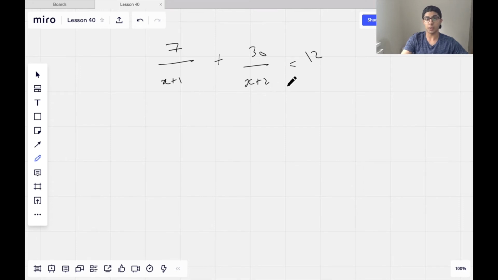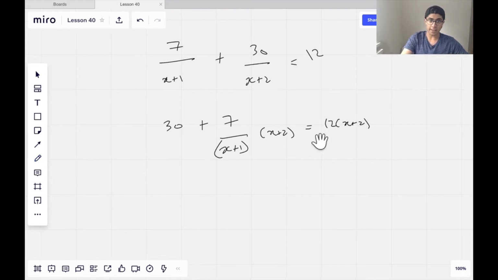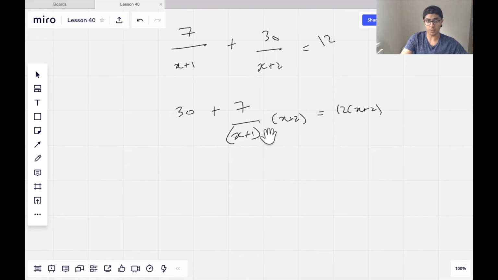So if we multiply both the left-hand side and right-hand side by x plus 2, we have 30 plus 7 over x plus 1 times x plus 2, which is equal to 12 times x plus 2. And again, we can multiply both sides by x plus 1 as well to make this fraction go away. So 30 into x plus 1 plus 7 into x plus 2 is equal to 12 into x plus 2, x plus 1.